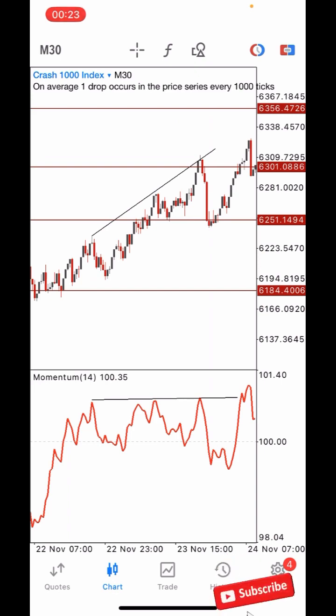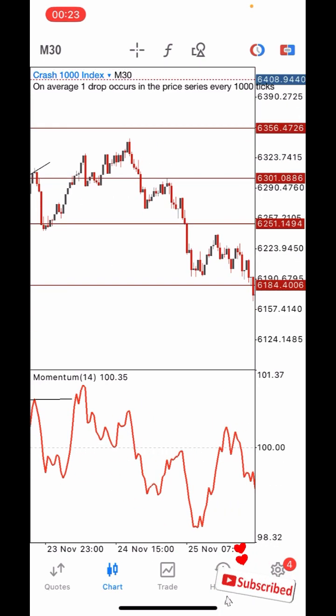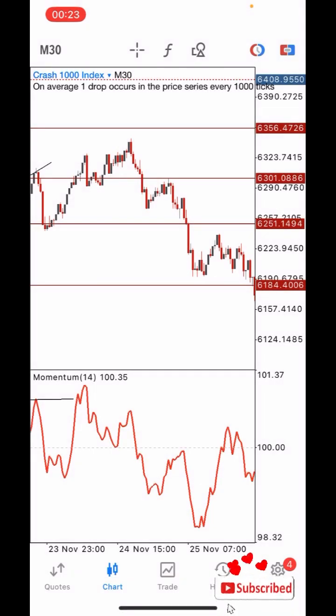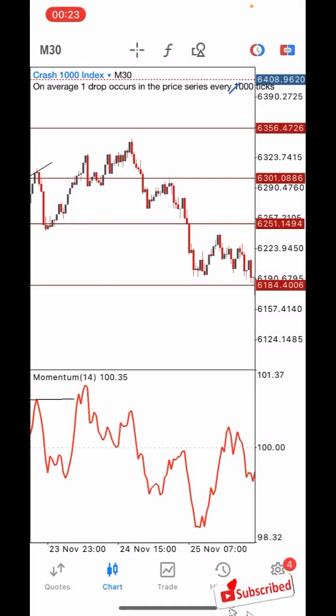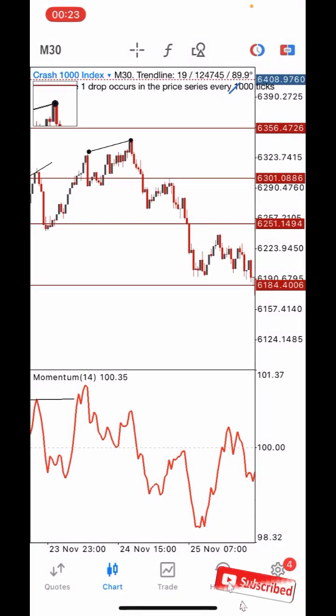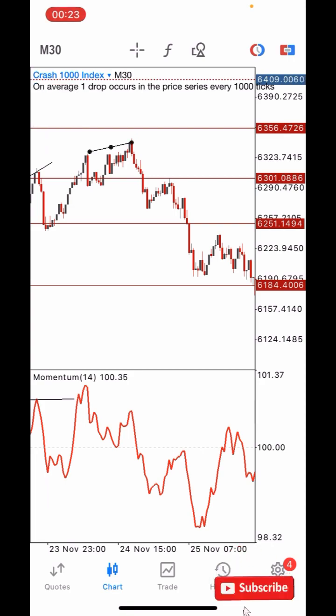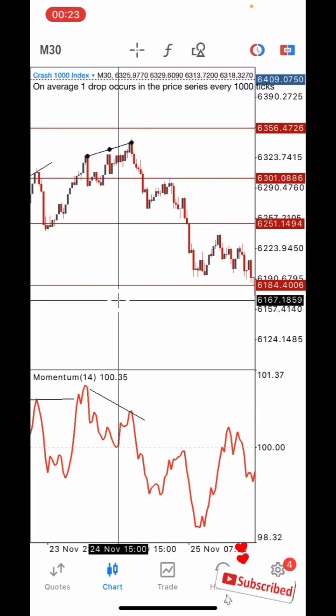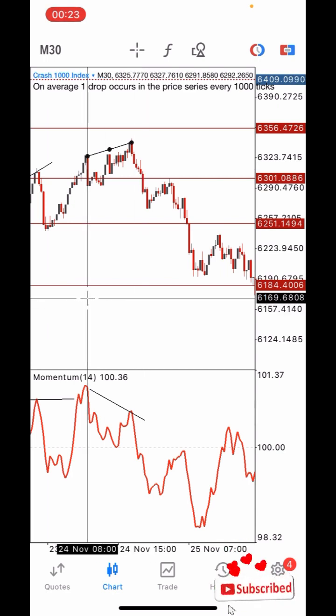But just understand what I'm showing you. All right? Let's go further, traders. Look here, traders. From here to here was an uptrend, right? Look at your momentum indicator. From here to here was a downtrend. Why? What happened? Can you see?